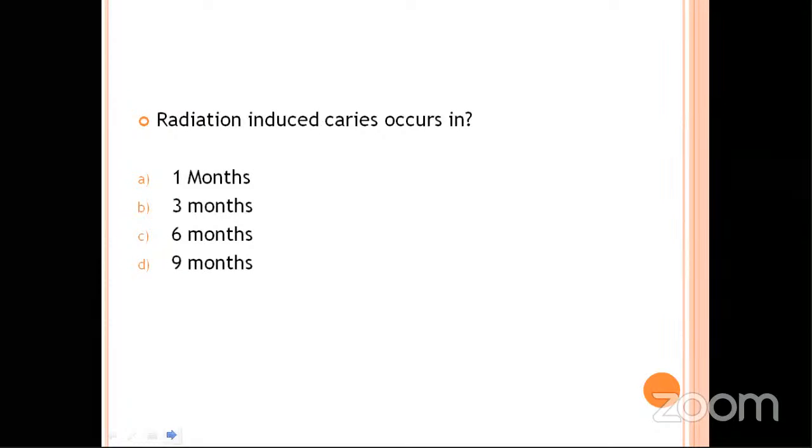Radiation-induced caries occurs in 1 month, 3 months, 6 months, and 9 months. Initially after 1 month, as I told you, it will take almost 25 gray, or up to 35 gray, to affect the major salivary glands. So this 25 or 30 gray is not achieved in the first month itself. It may take almost 3 months to affect all the salivary glands and cause atrophy of the acinar cells to cause the caries. So here the best option is 3 months. Okay.